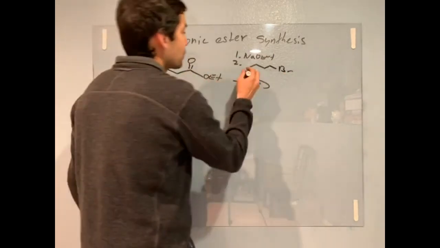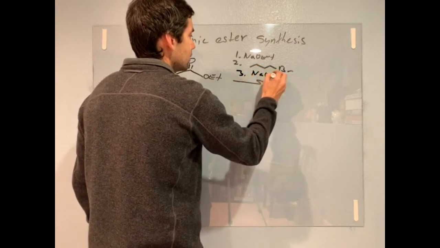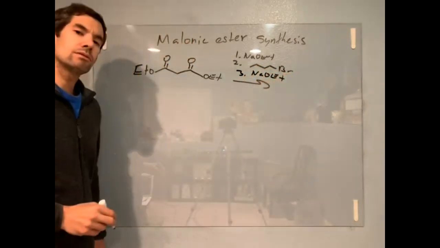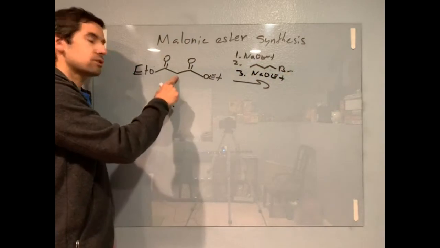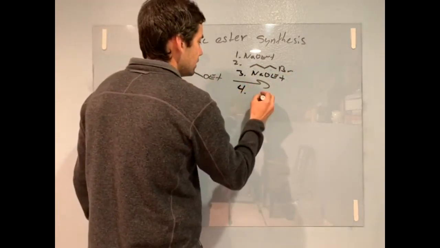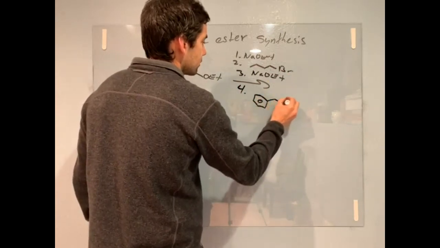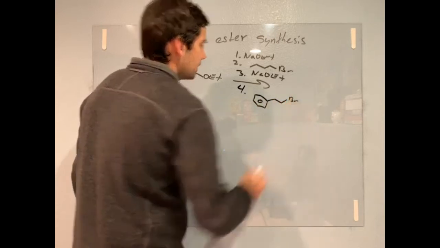Now, what about the third one? We go ahead and say, okay, I'm just going to add in base again. What's that base going to do, right? Well, it's actually going to make that enolate again. And then 4, let's add in another alkyl halide. Let's add in something like this. We'll put in something like that. How about that, all right?